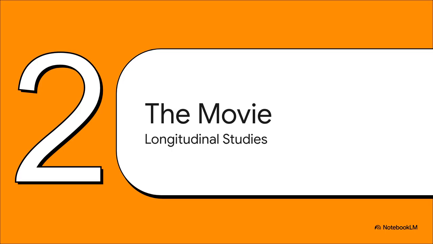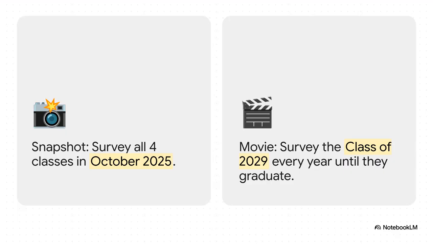In research, these are called longitudinal studies. Because if you really want to see change, well, you've got to let the camera roll for a while. Okay, let's go back to our social work students and apply the movie approach to the same question. Instead of surveying all 4 classes at once, we'd pick one group, let's say the class of 2029, and we would survey them every single year until they graduate.